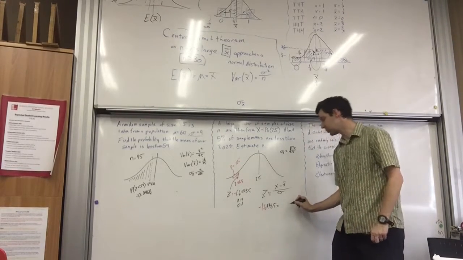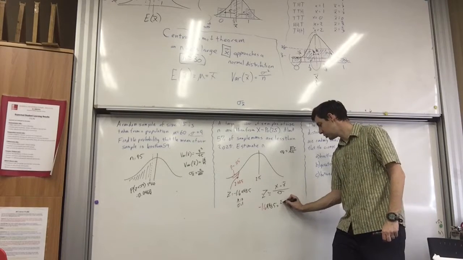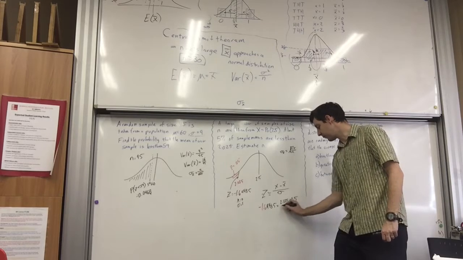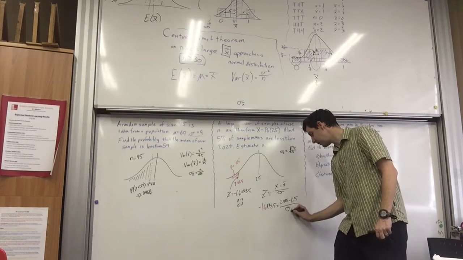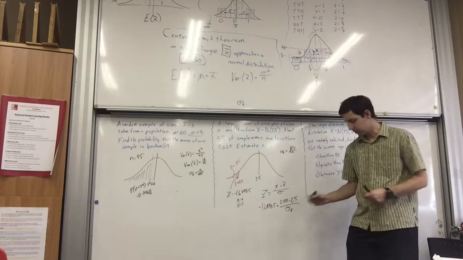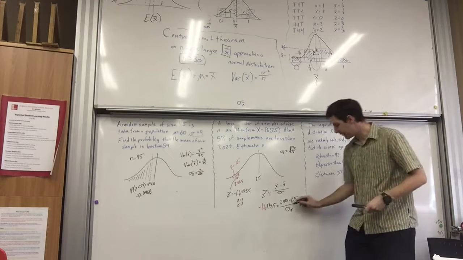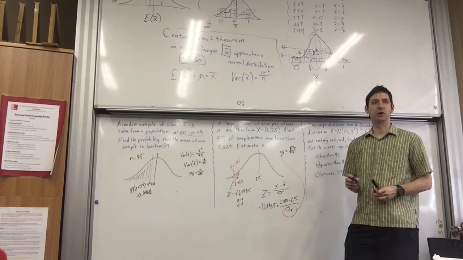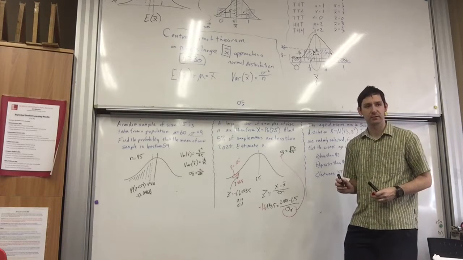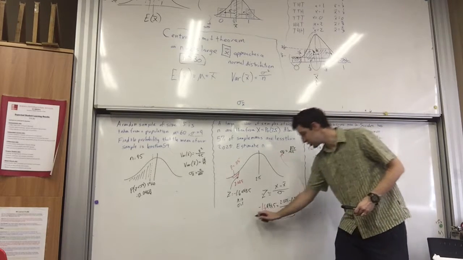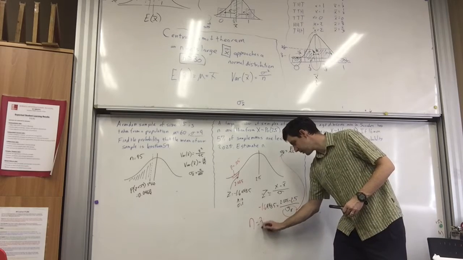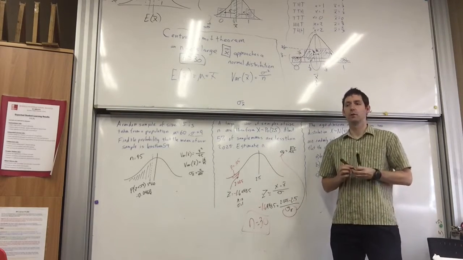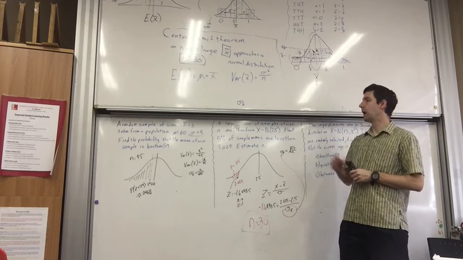1.64485 is equal to 2.025 minus the mean 2.5, which then allows us to find this number. Once you have that, you put it in here and you solve for n. Is the answer 30? The answer should be 30. Okay? So I'll let you finish that at home. Make sure you can get to 30.